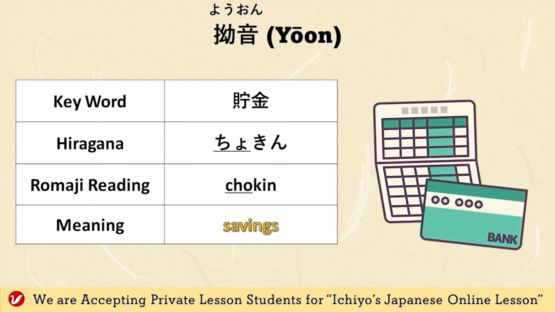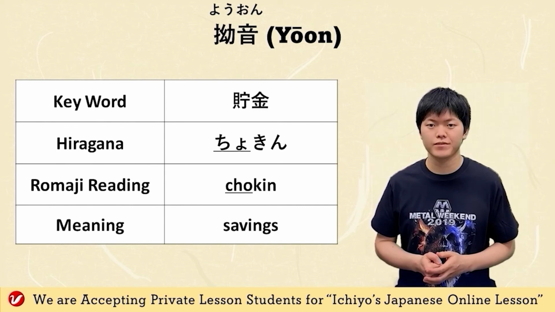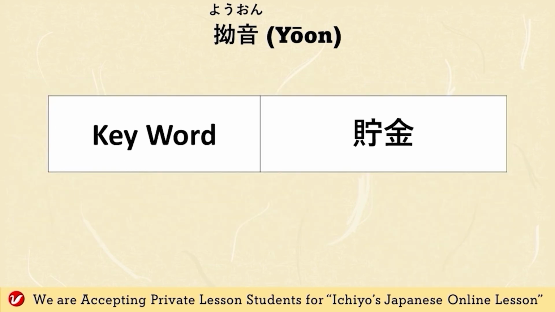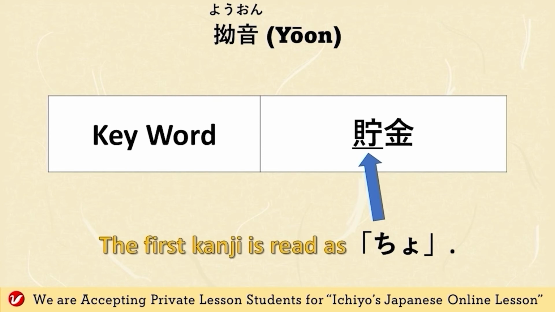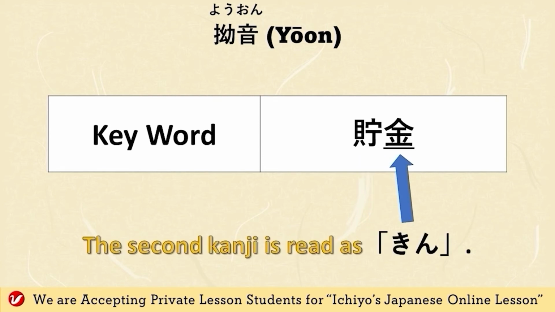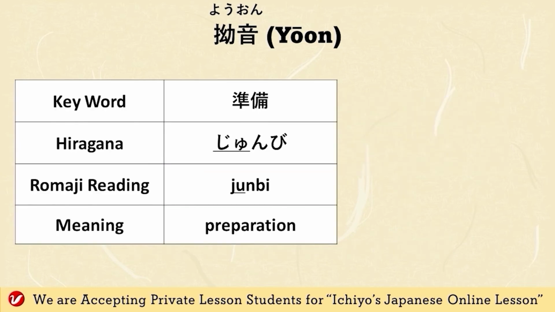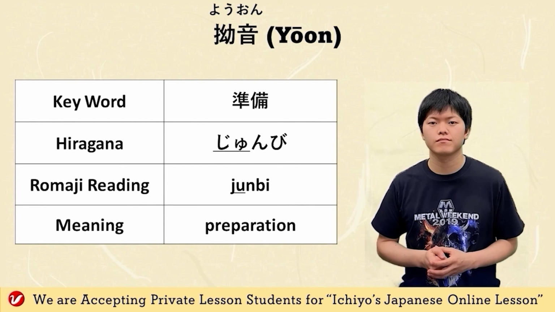貯金. It means savings. 貯金. The first kanji is read as 貯. The second kanji is read as 金.